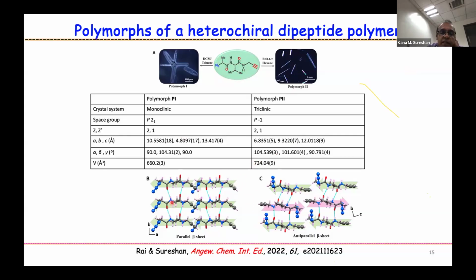These are again cell data. Here you can see these are parallelly arranged. All the heads are in the same direction. And in the next polymorph, they are anti-parallel. You can see adjacent molecules are in opposite directions, the C and N terminus.